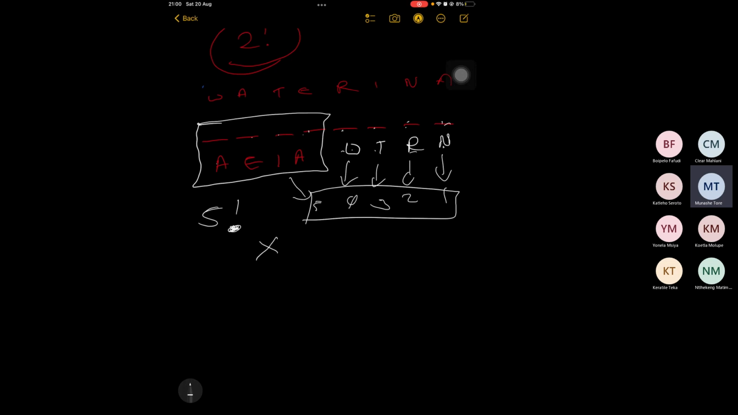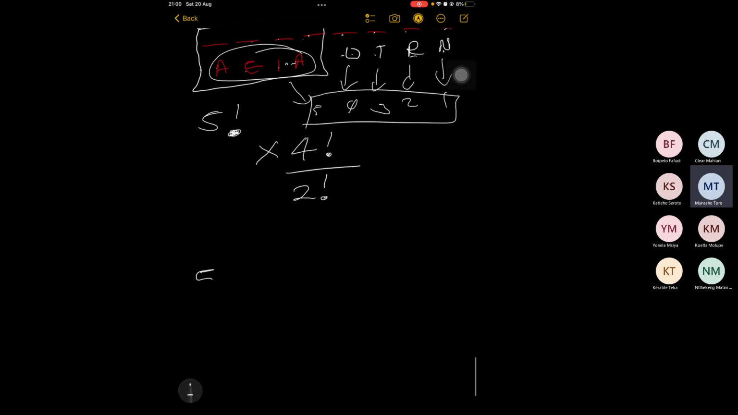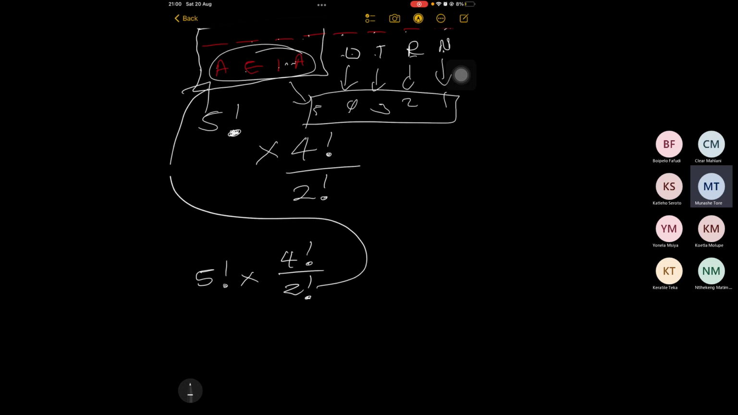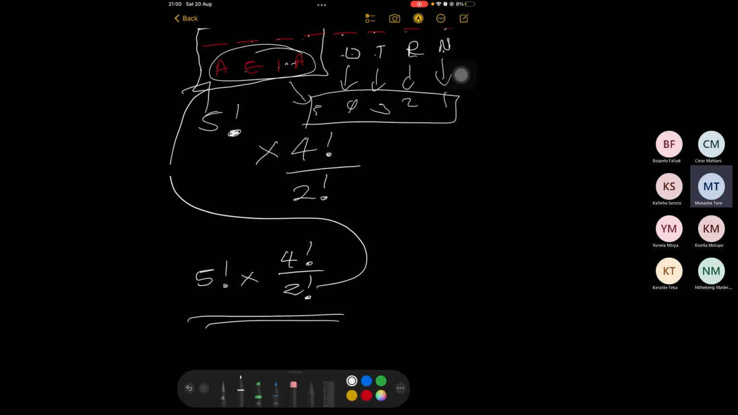Times. But now, in how many ways can you group this? It's going to be 4 factorial ways. But you also have a repetition for A, so it's going to be divided by 2 factorial. Your final answer will be 5 factorial times 4 factorial divided by 2 factorial, since you have a repetition for A. That's why we're dividing there. So whenever you have repetitions, please account for them and divide by the number of repetitions that you actually have.